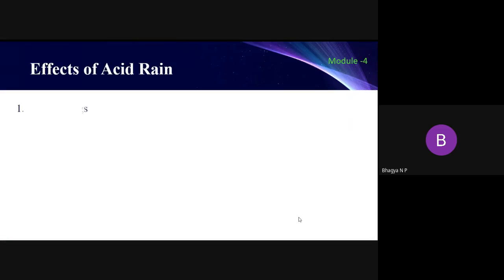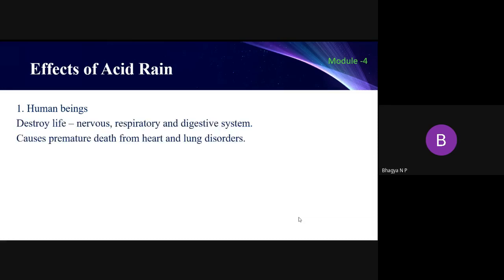What are the effects of this acid rain? On human beings, acid rain damages the respiratory system and digestive system, and it also affects our central nervous system. Sometimes it also causes premature babies, and it brings lung disorders to human beings.